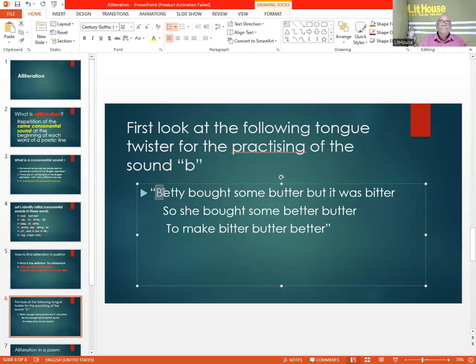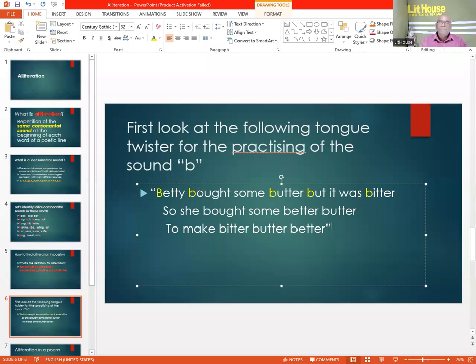B. You see this initial B. Betty, B. Bought, B. Butter, B. But, B. Bitter, B. Bitter. You see?